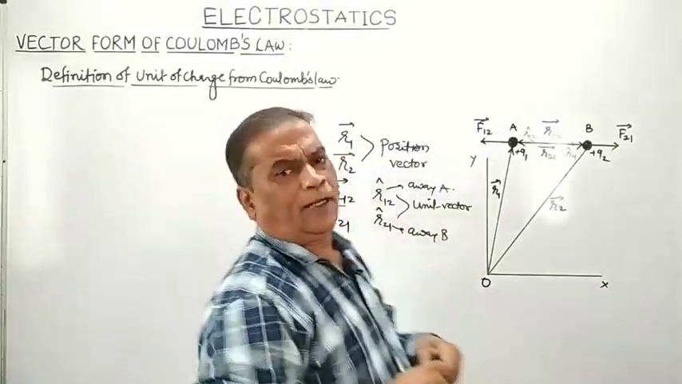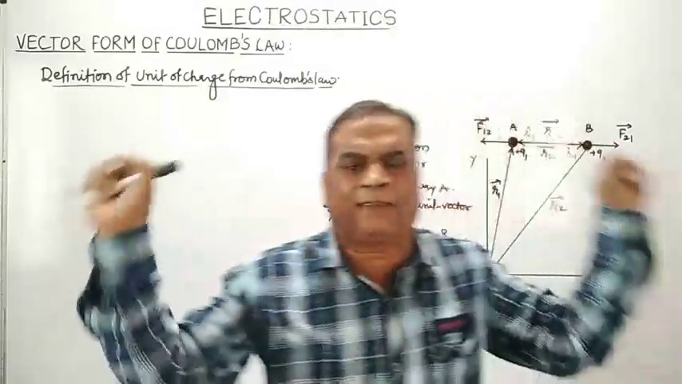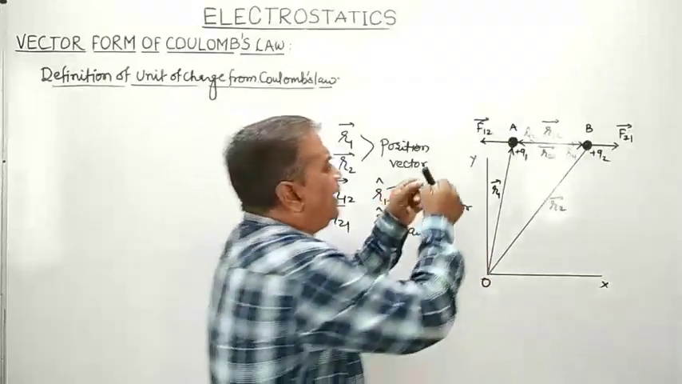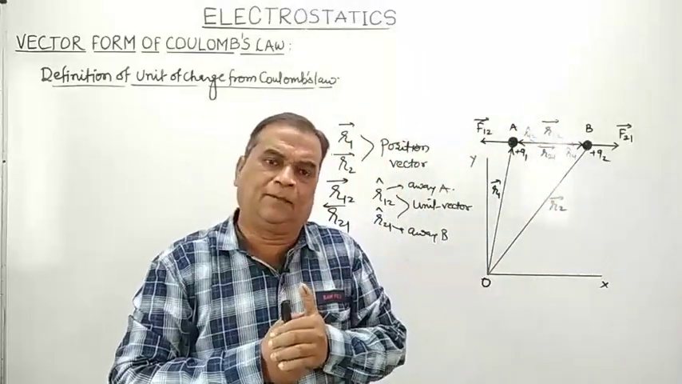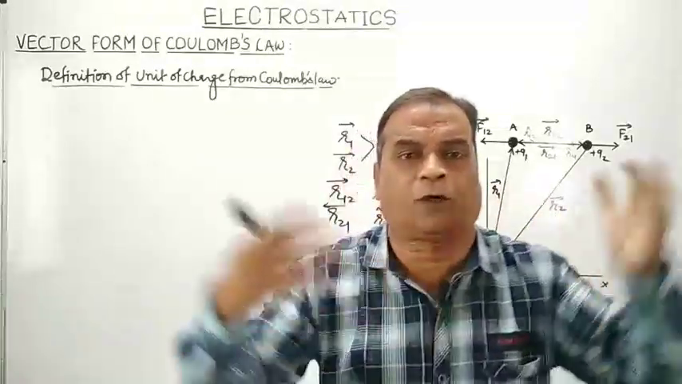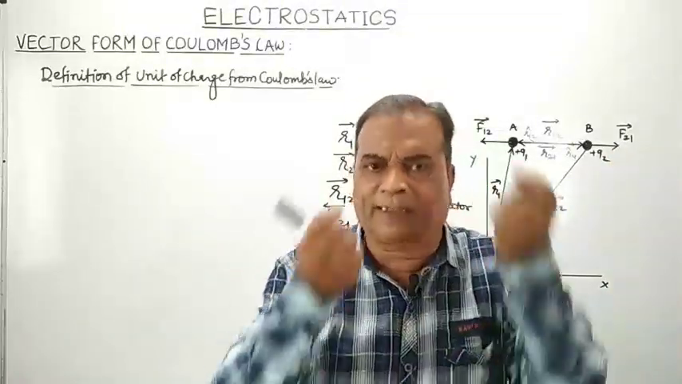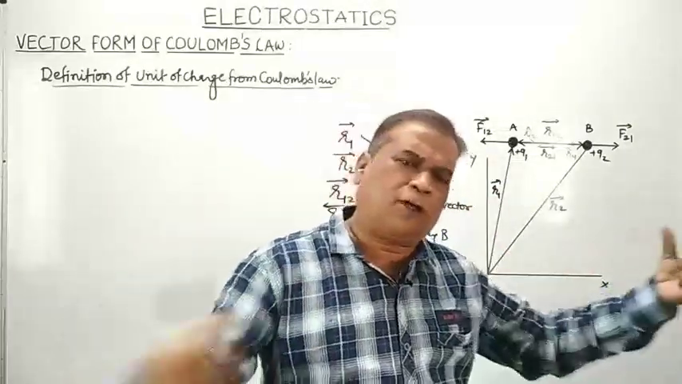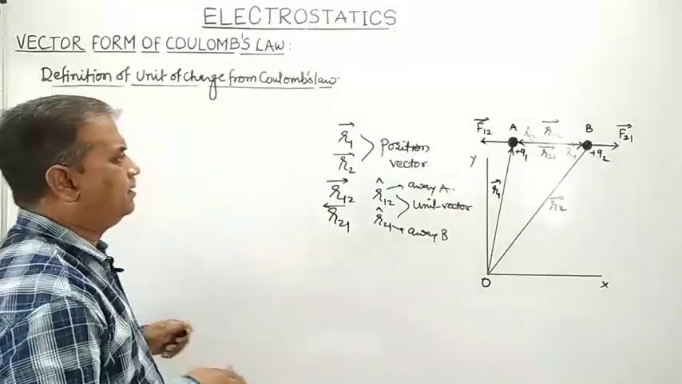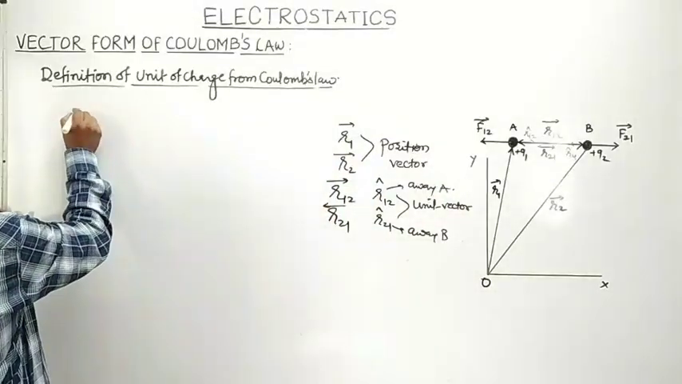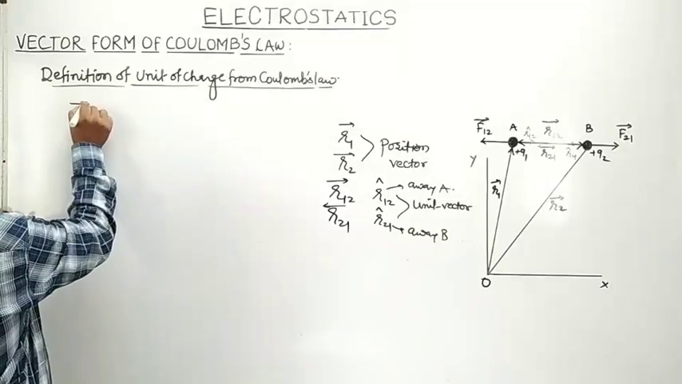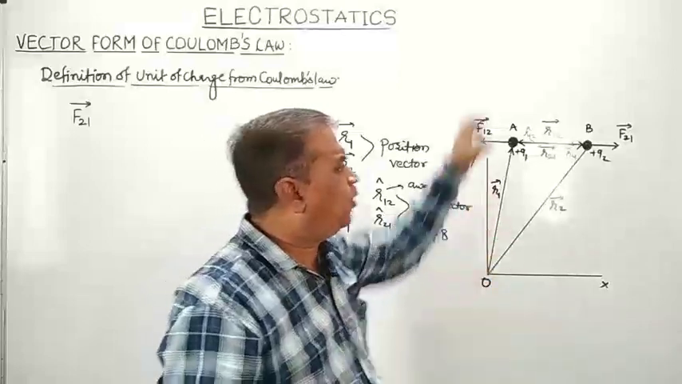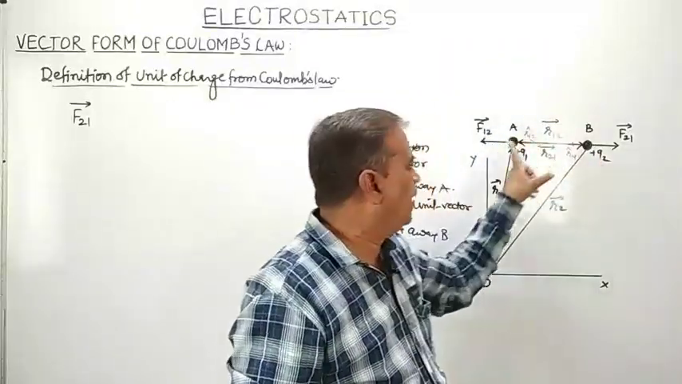See here, according to Coulomb's law, whenever point charges at rest are separated by a finite distance r12, then both the charges will exert a force on each other. If I say here F21, it is the force exerted on charge q2 by charge q1.